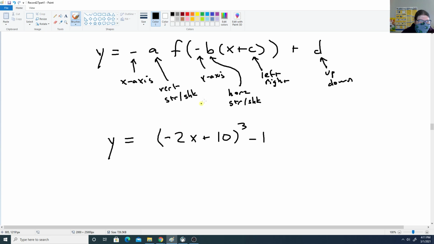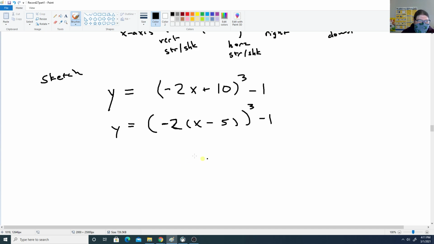The problem is the negative b here has been distributed in this problem. So when we want to graph this, we have to factor out the negative 2 first. Because without that negative 2 factored out, the positive 10 is not just a shift. It's a shift mixed with a y-axis reflection and a horizontal shrink.